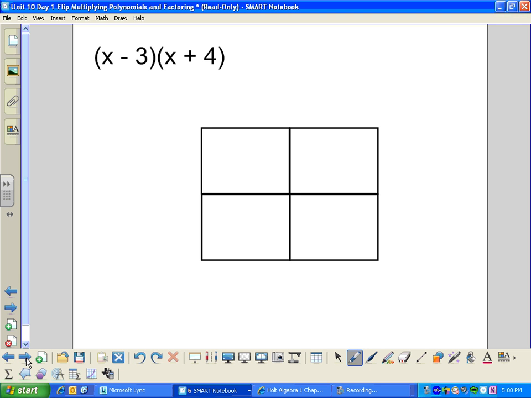Let's whip through these. Go ahead and set your Punnett square up. I've got x minus 3, x positive 4. Pause me and work this problem.